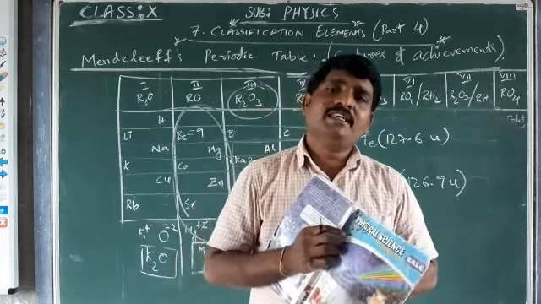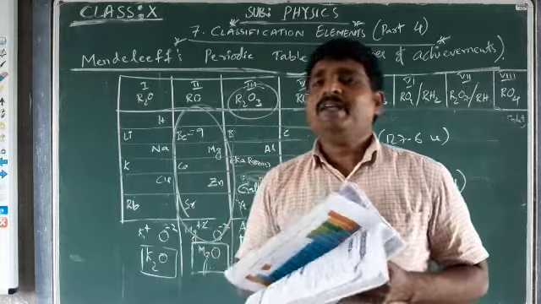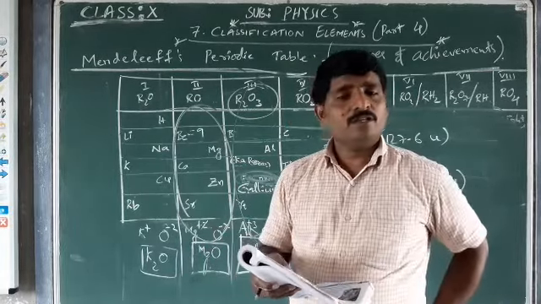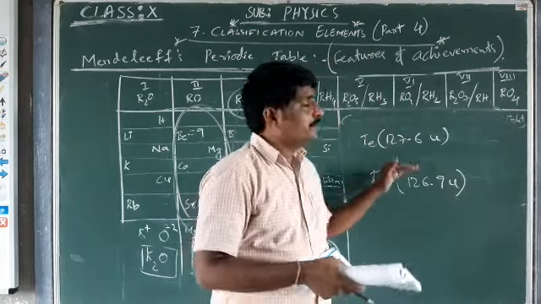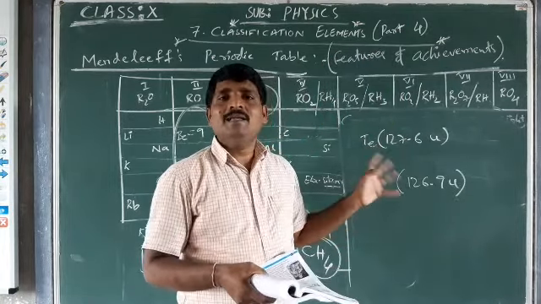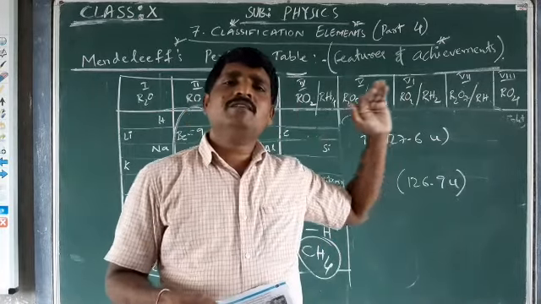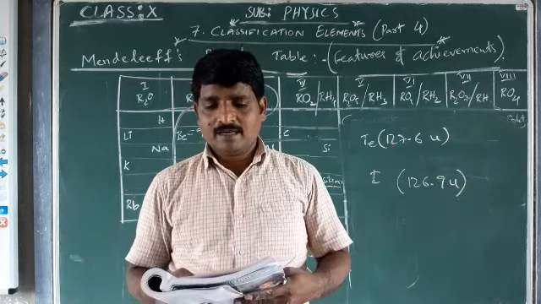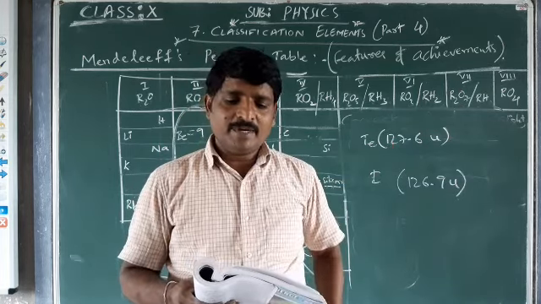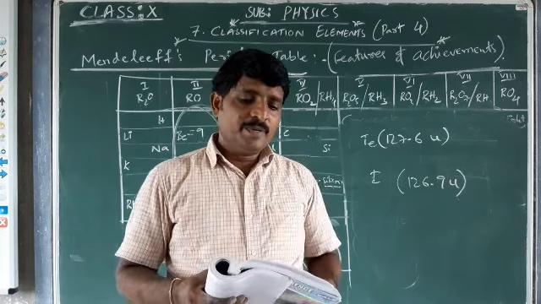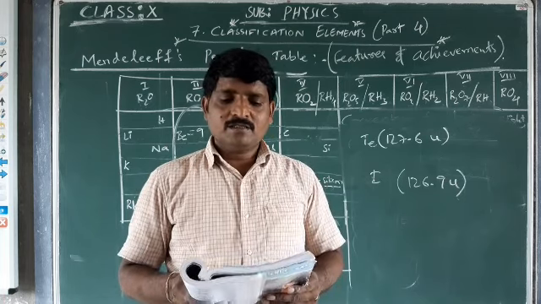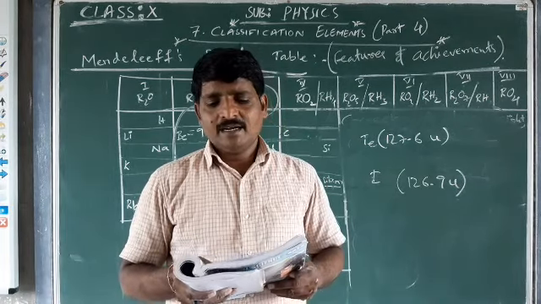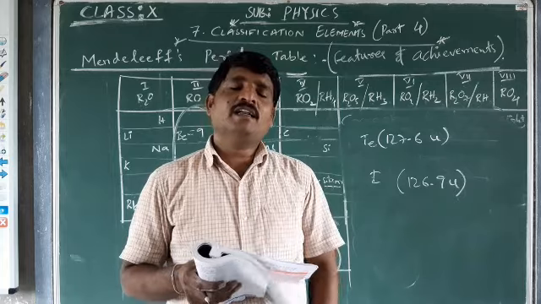Of course, Mendeleev's periodic table has some limitations also. Limitations of Mendeleev: the anomalous series, anomalous pairs of elements. This is one drawback. Actually, elements should be arranged in ascending order of their atomic weights. Here, certain elements of higher atomic weight precede those with lower atomic weight. For example, tellurium with atomic weight 127.6 precedes iodine with atomic weight 126.9.